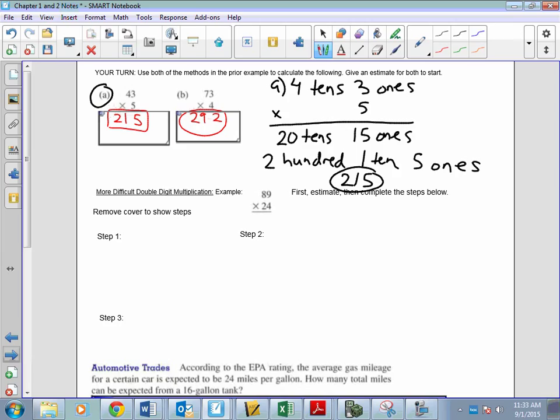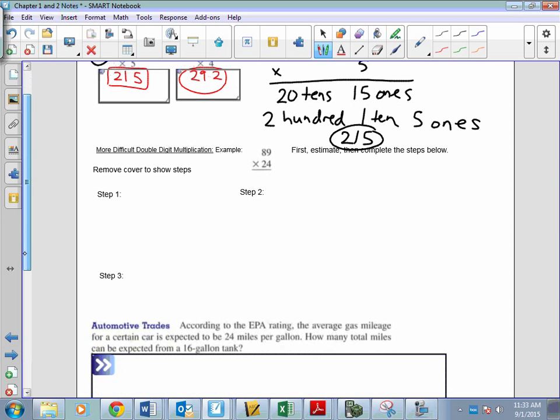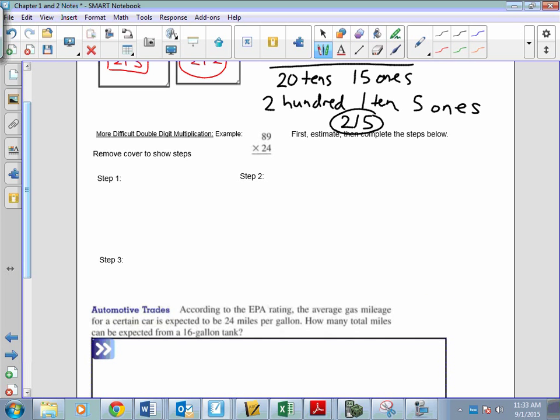4 times 3 is 12, so I bring a 2 down, carry the 1. 4 times 7 is 28, plus an additional 1 is 29 tens. If I have double-digit multiplication, I have to do each of the numbers individually. So I do the ones place, then I do the tens place. So my first step here is to multiply the ones.